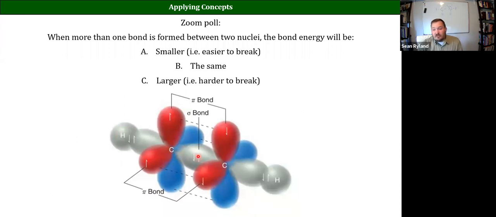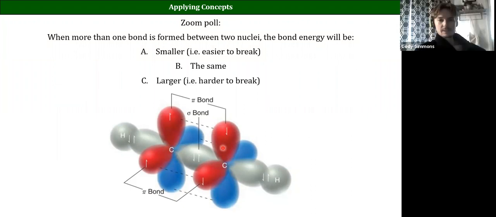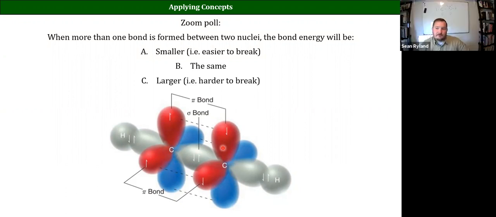Would it be three times as hard? Would you expect the bond energy to be three times that of a single bond, or something less than that, something more than that? What I'm really trying to get at is, are the pi bonds going to be as strong as the sigma bond? See people shake their heads no? I think the pi bond's going to be weaker. Why?